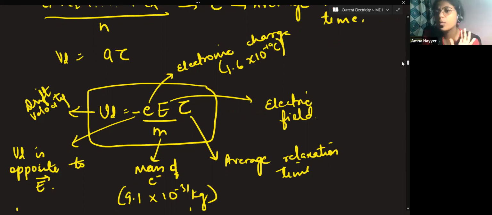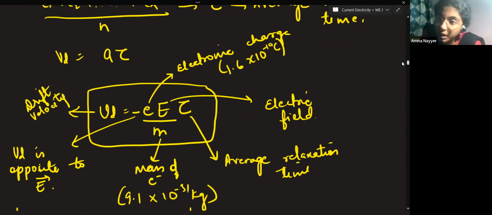So it's better if you remember this value, 1.6 into 10 to the power minus 19 coulomb. That's the charge present on a single electron or a single proton. Now capital E is what? Capital E is electric field. Tau is average relaxation time, I'll explain you later. M is mass of electron.